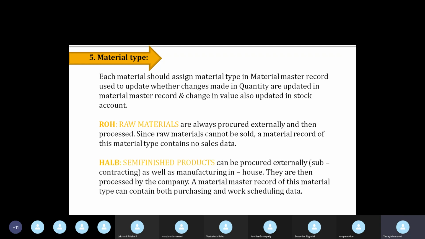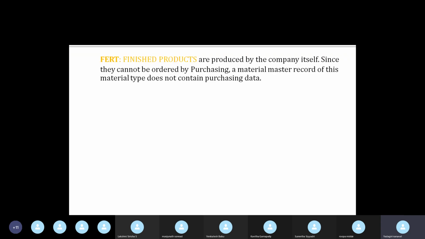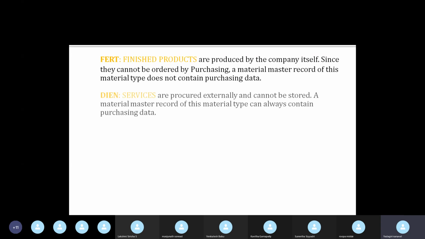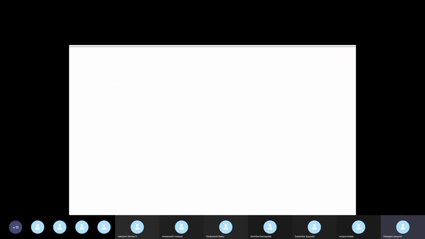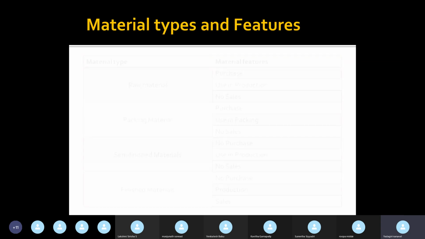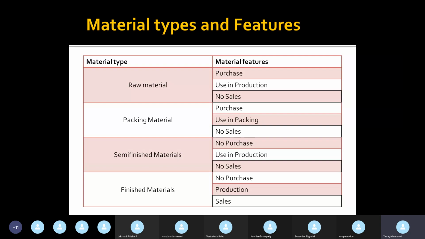And the second one is HALB, semi-finished goods. Third one is FERT, finished goods. And DIEN, services. And then HAWA, trading goods. These are the material types. Their features we will let you know.